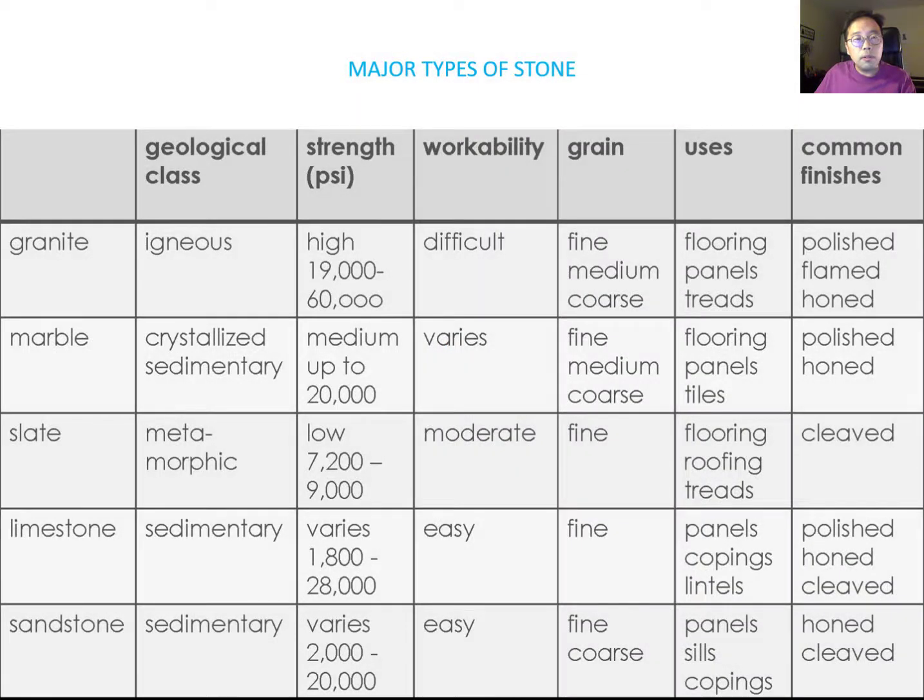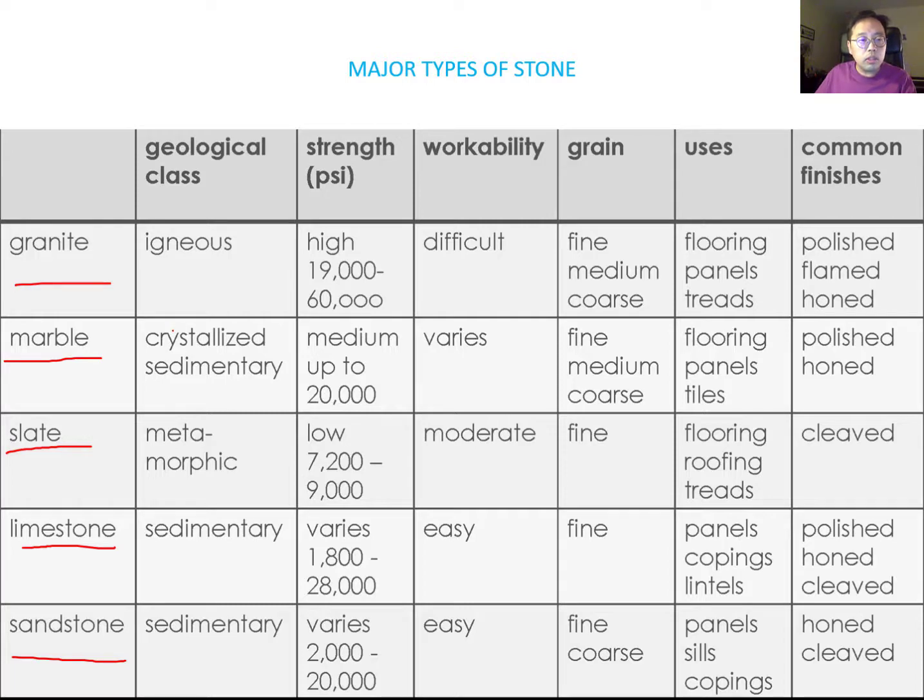So now we talk about the stone types. We talk about the five typical stone types today: granite, marble, slate, limestone, and sandstone. We'll look at them one by one. Of course, we have more stone types, but these five are the most typical and most popular stone types in our industry.